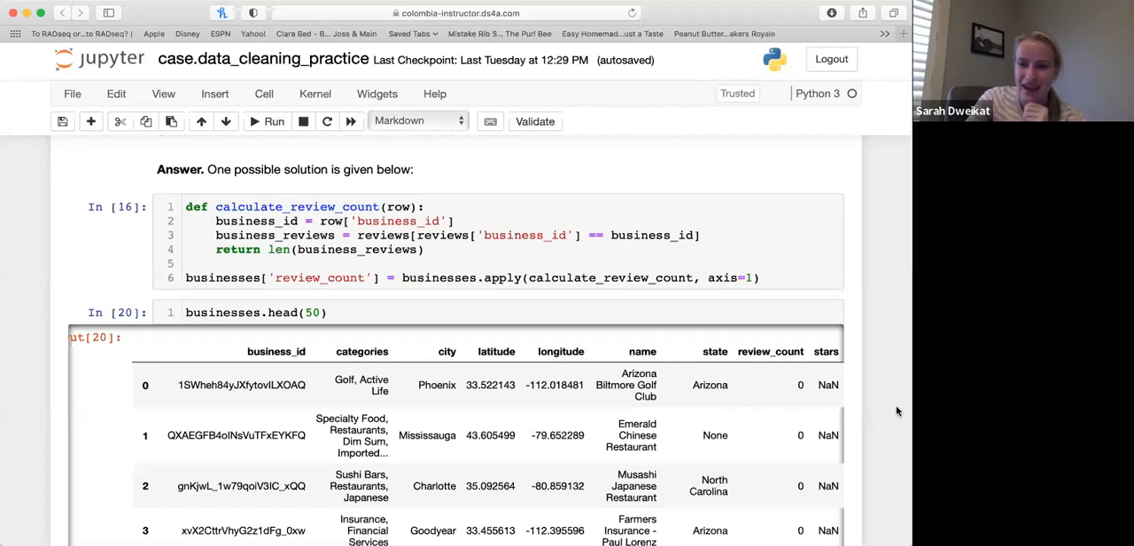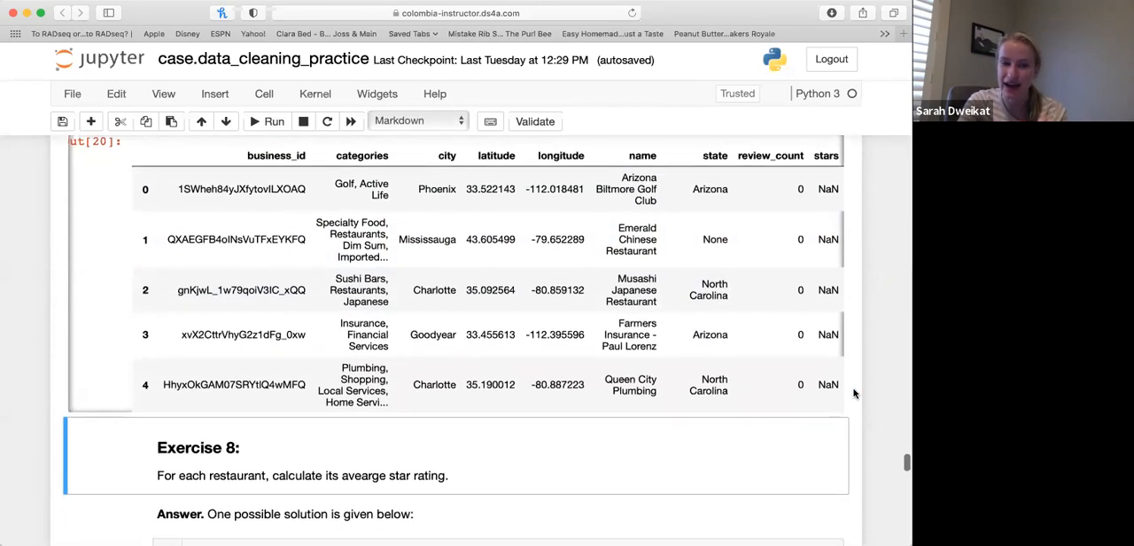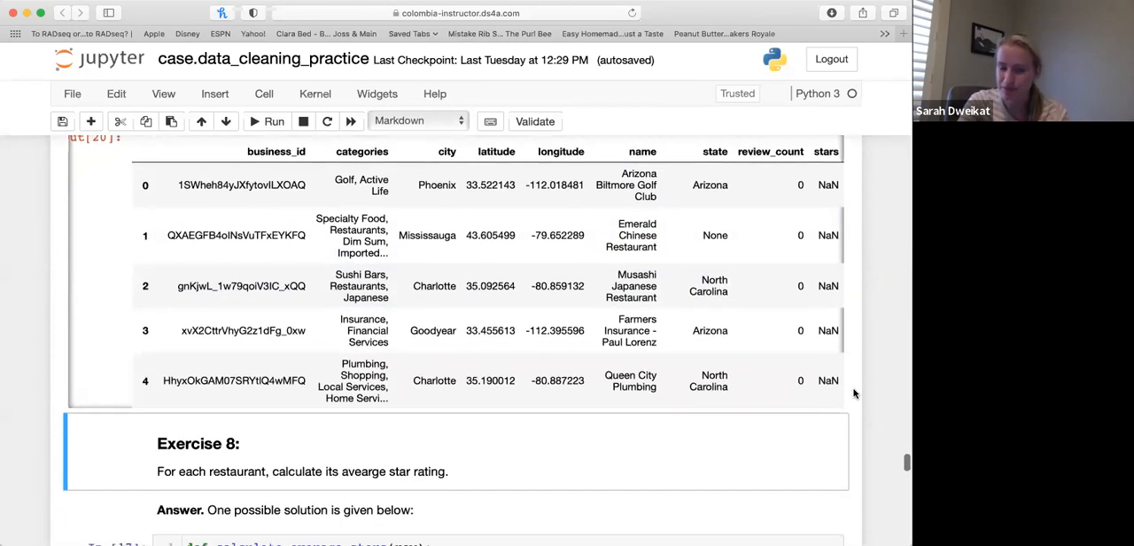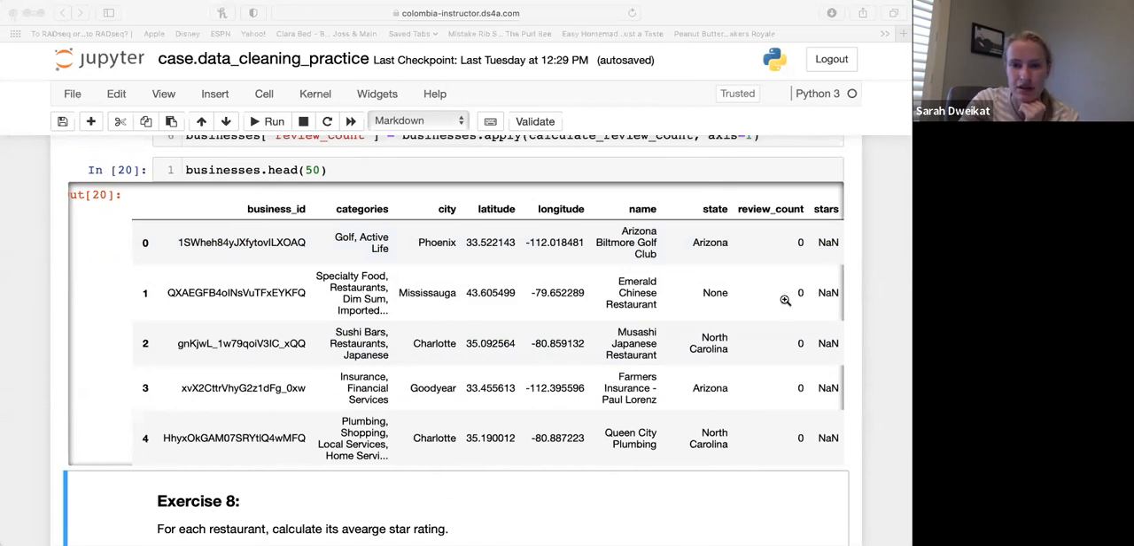And this is kind of a hint, because this is the stars column that you're working on right now for exercise 8. That would make sense for why there are no stars either, because these don't have any reviews. So I'm guessing that this is just the list of all the businesses. They don't all necessarily have reviews.